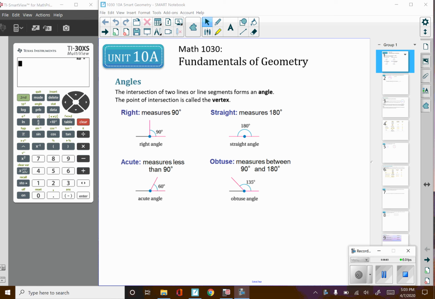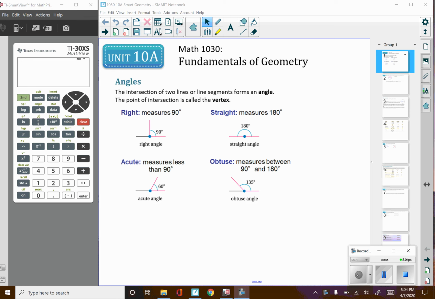Hello, Math 1030. This is lesson 10A. We're going to be talking about some geometry concepts. 10B also is some geometry concepts. So a couple lessons on some geometry. Coming up soon after 10B is review time and test. Getting close to the end here.